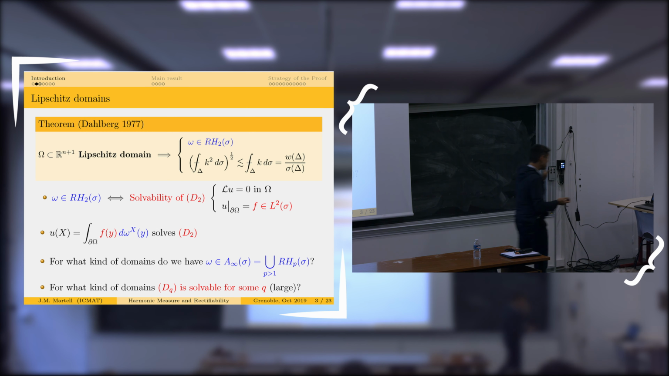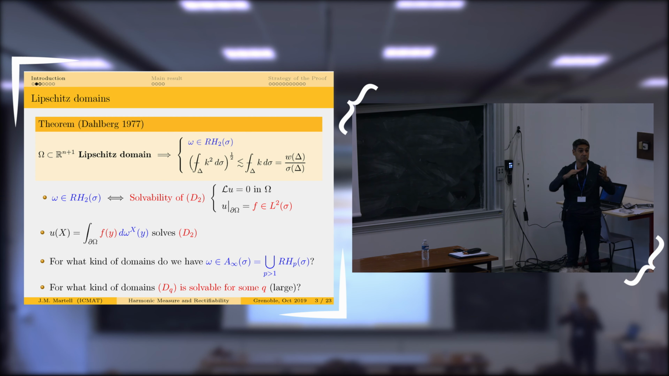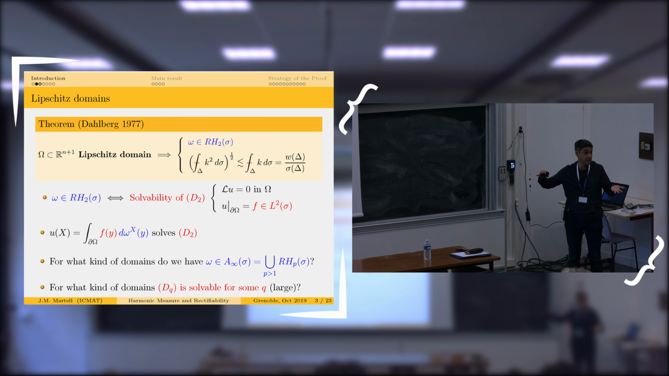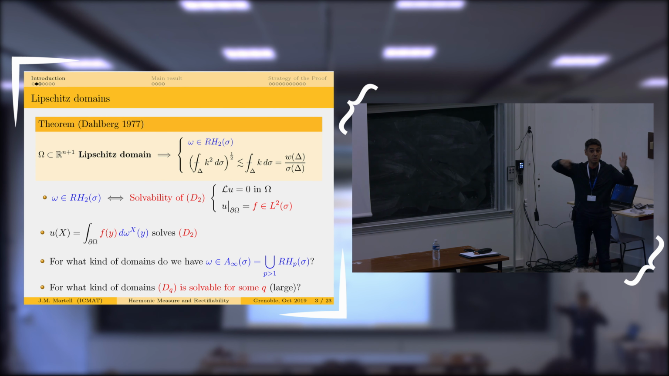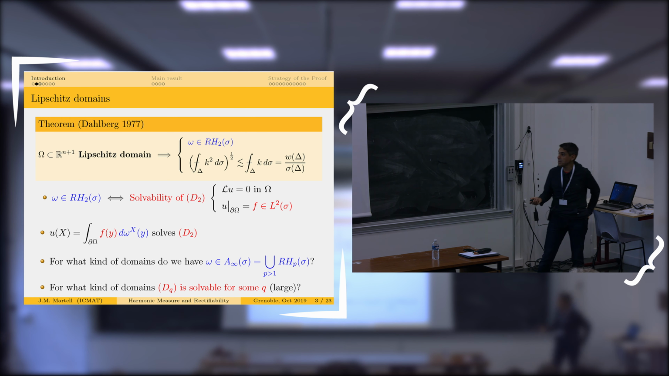Okay, so this is for Lipschitz domains. No matter how bad the Lipschitz domain is, of course, it's not the same to have, say, the upper half space, which is a very nice Lipschitz domain, or to have something with a sawtooth or something like that. But the point is that no matter how bad your Lipschitz domain is, the exponent is always 2.